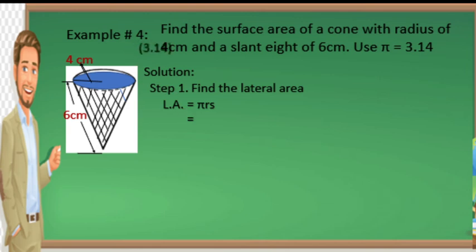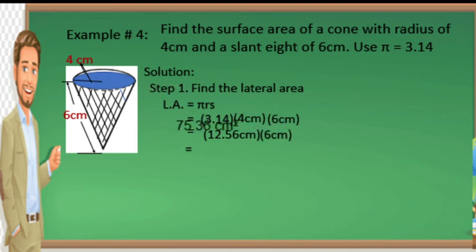So that is 3.14 times 4 times 6. So 3.14 times 4 is 12.56 centimeters, times 6 centimeters. So that is equal to 75.36 square centimeters. So that is the lateral area of a cone.